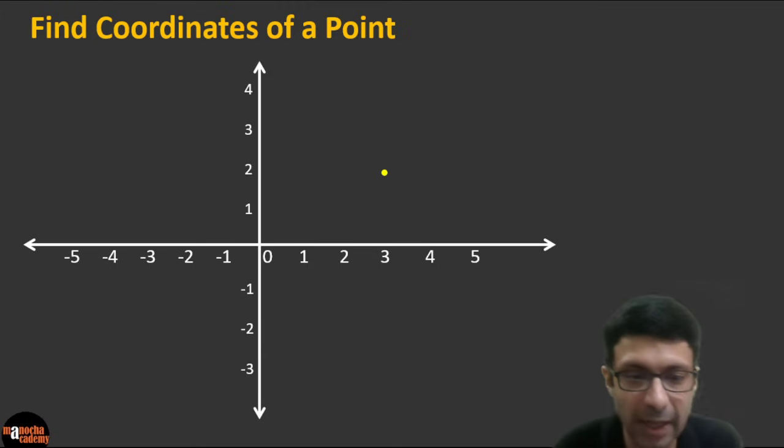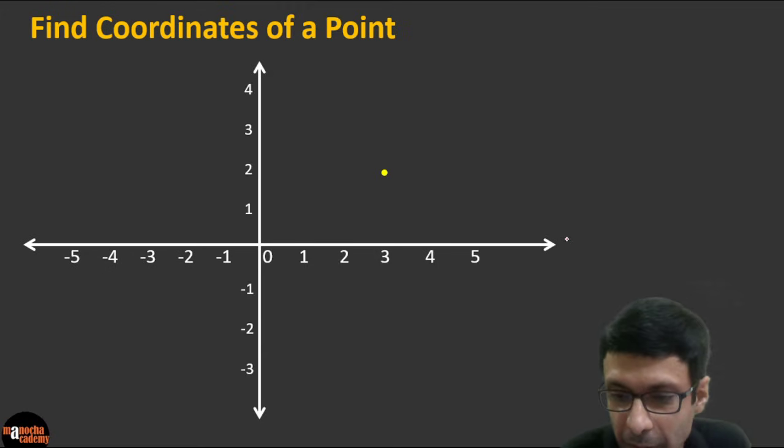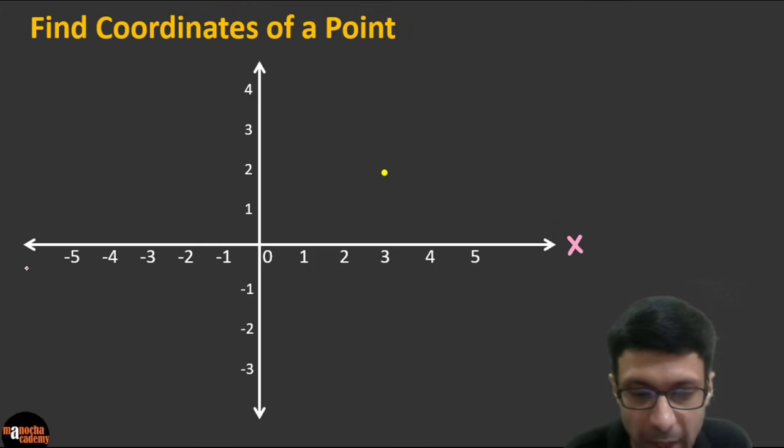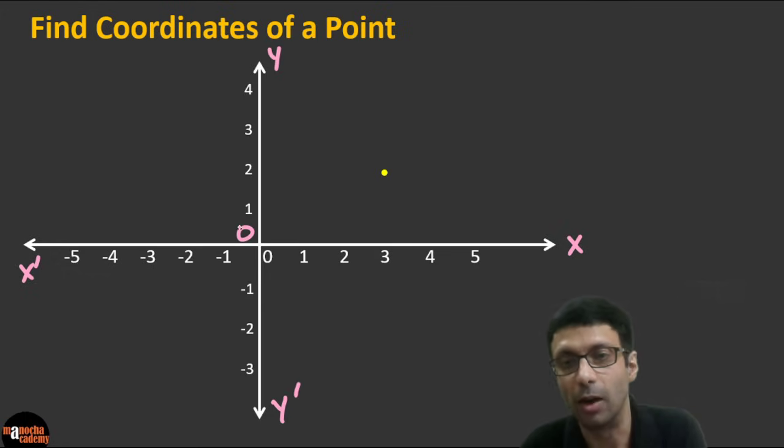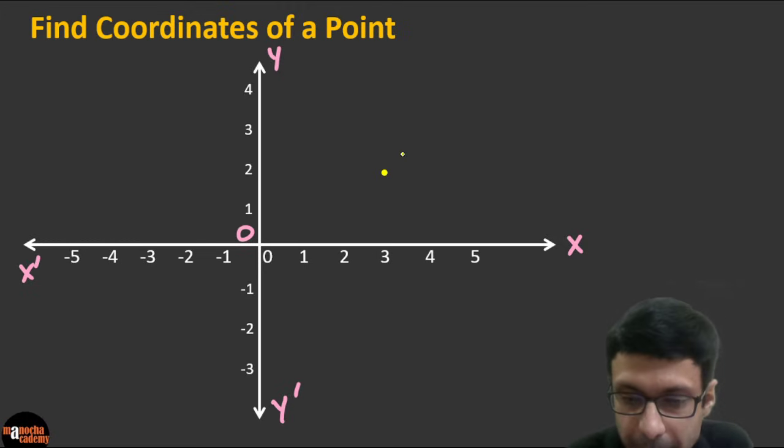So you've been given the x and y axis. So let's mark it here. So this is x and x dash. This is y and y dash, the x and y axis. And remember, this is the origin. And let's say we are asked to find what this point is going to be.